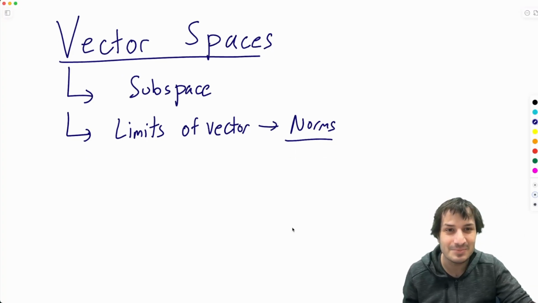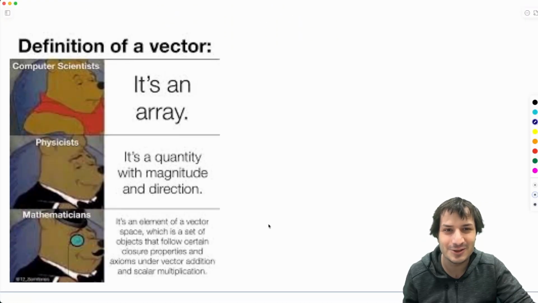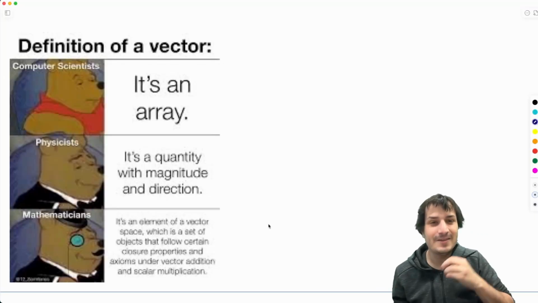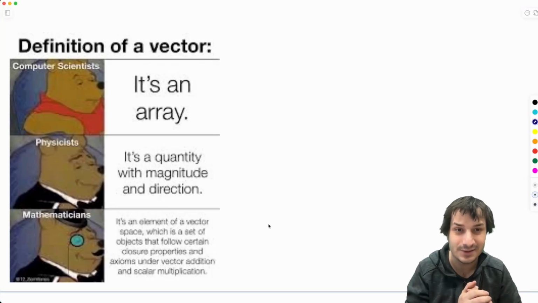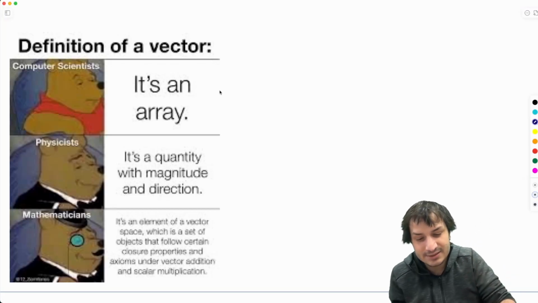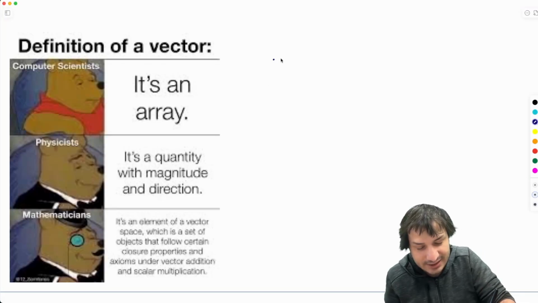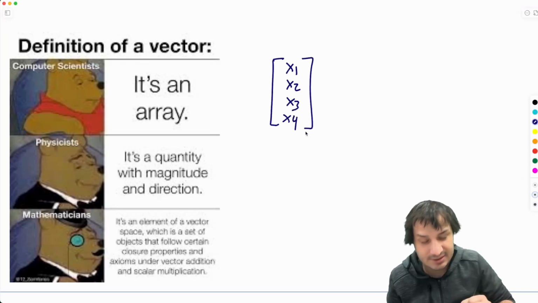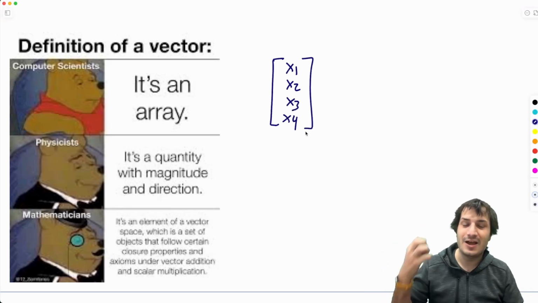I found this beautiful meme online. The definition of a vector space according to different populations of people. So there's computer scientists who say it's an array. This is the kind of thing you learn in linear algebra class, especially if you took a really mechanical linear algebra class that was all about calculating things. So you'd say a vector space, well, what is a vector? A vector is little numbers like this. So you have like x1, x2, x3, and x4. That is a vector, and the vector space is all the possible arrays you can make of length 4.